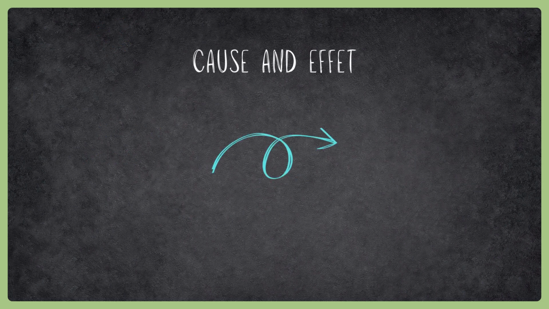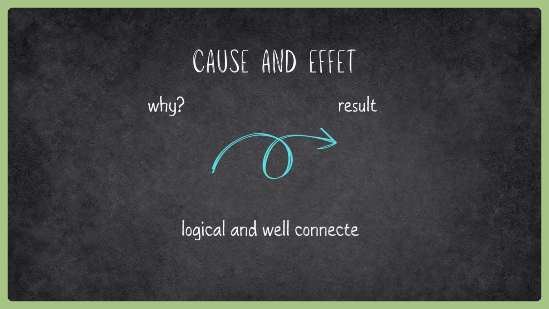Alright, let's continue. Now that we've seen how to show contrast, let's move on to another really important group of linking words, the ones we use to show cause and effect. These connectors help us explain why something happens, or what the result is. They're super useful in both speaking and writing because they make your ideas sound logical and well connected.